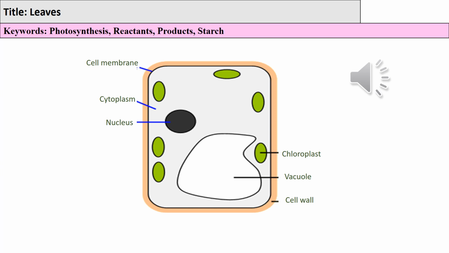The nucleus is where the cell is controlled, so the DNA is there to control all the chemical reactions and activities of the cell. We have our green chloroplast there that contains the pigment chlorophyll that is used in photosynthesis. And finally, we have our large vacuole there where our sap and our food storage is contained for later activities in the cell.